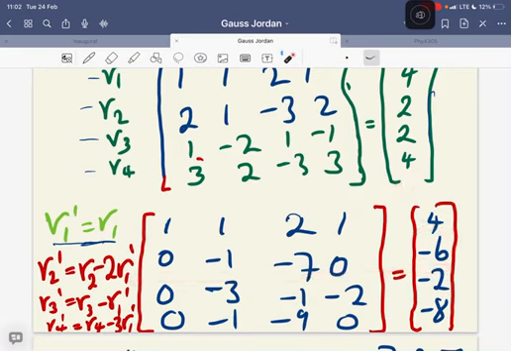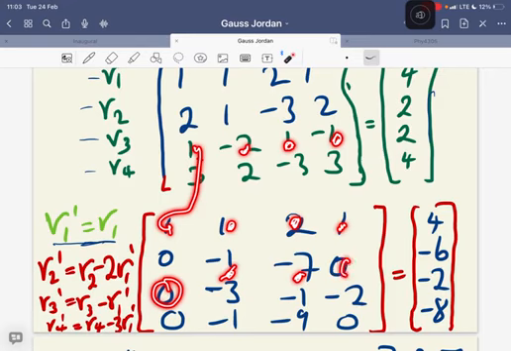Now we move to row 3. In row 3, we have 1 here, and we want to make this 1 and this 1 into 0. So simply we subtract row 1 prime from row 3. This 1 minus this gives us 0, this 1 minus this gives us this, and so on for the remaining entries.